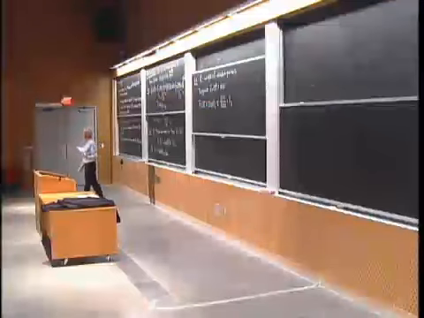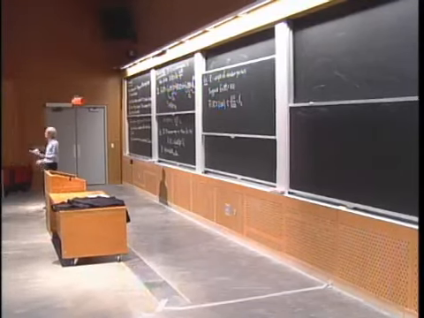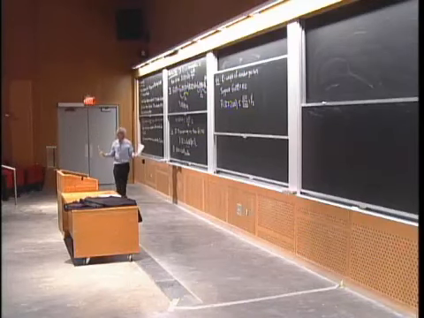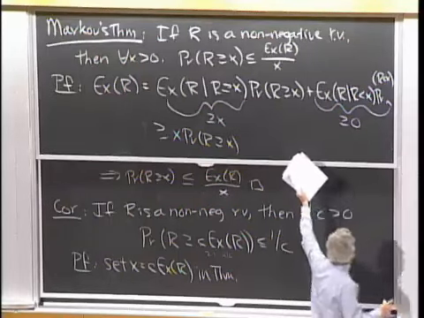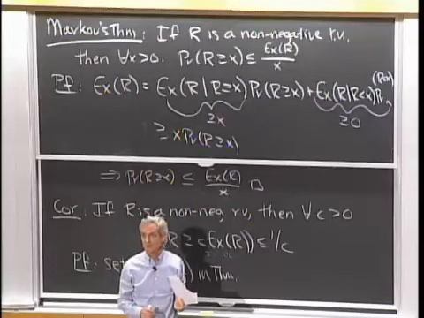Yeah? I guess maybe you said this, but this is assuming a normal distribution? No, there's nothing being assumed about the distribution. Nothing at all. That's the beauty of Markov's theorem. Well, I assumed one thing. I assumed that there are no negative values. That's it.